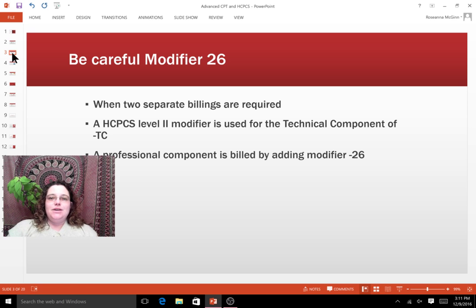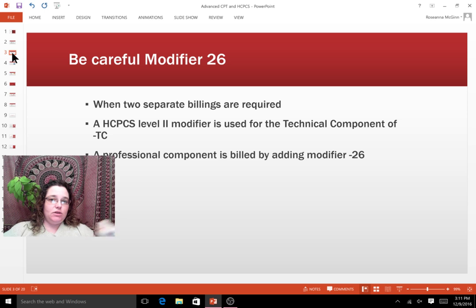So always be careful with modifier number 26. I want to point this one out because it's important. There are two separate billings that are required. A HCPCS Level 2 modifier is used for the technical component, or as the modifier is written, TC. And the professional component is billed by adding modifier 26.